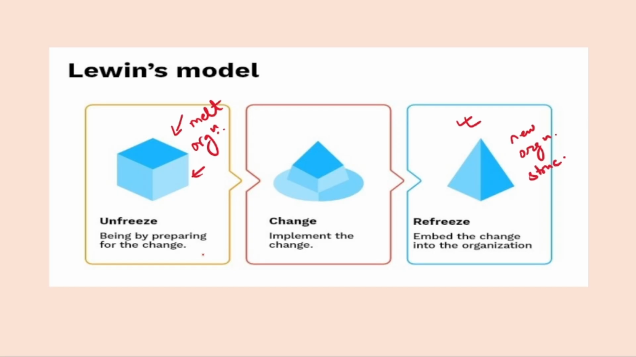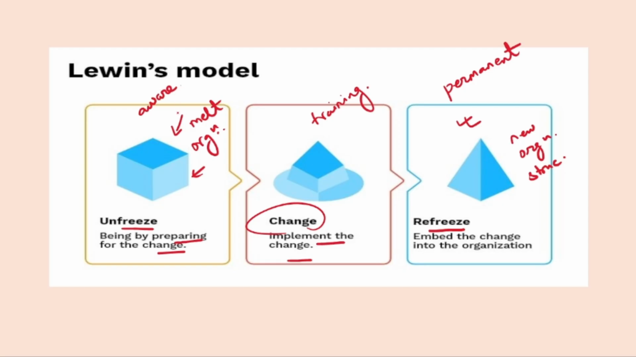See, begin by preparing for the change. Then in the second phase, the change will be implemented. How will the change be implemented? By giving the employees the necessary training. And refreeze means to make that change permanent. And in the unfreeze, obviously you will make the employees aware about the problem. We will study this in detail.